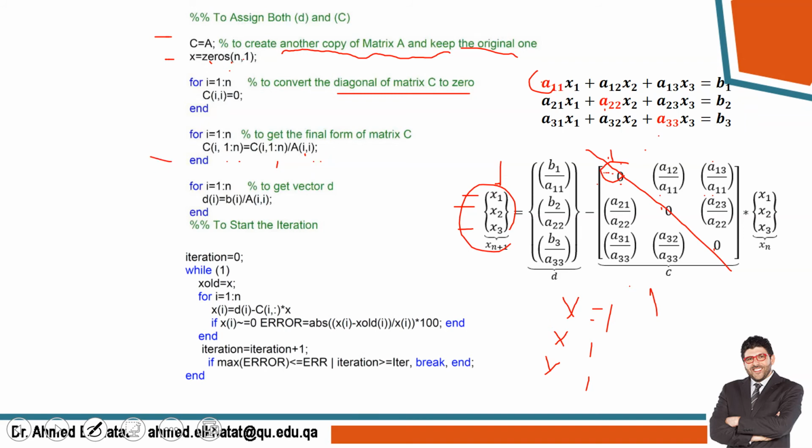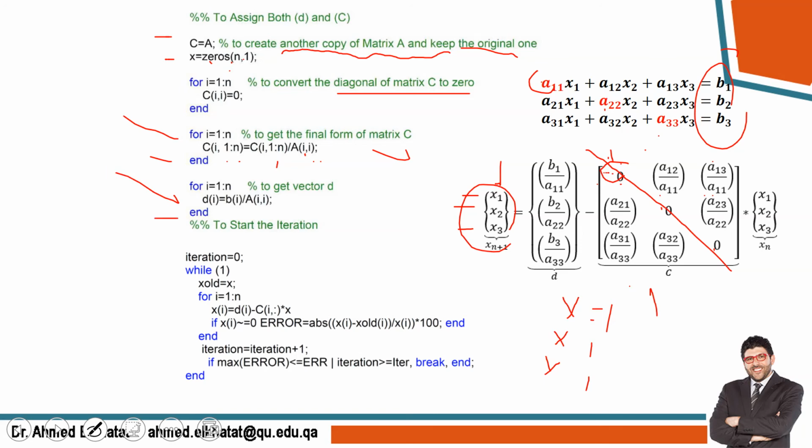Now we want to get vector D. We created matrix C, done. What is vector D? It's B, the right-hand coefficient vector, divided by the diagonal coefficient. So it's easy: from i equal 1 to N, D(i) equal B(i) divided by A(i,i). Done. Now we converted D. Then we can start the iteration.